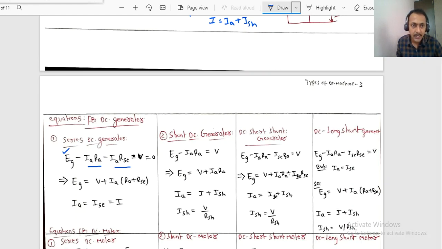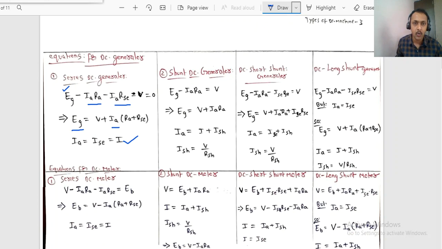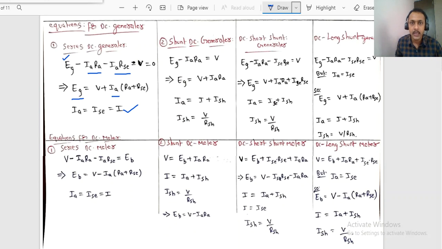Therefore, in a series generator, EG minus IA RA minus IA RSC minus V equals 0. Right? Then if we separate, EG equals V plus, let me take IA common, IA times (RA plus RSC). Clear? But in a series generator, the armature, series field winding and the load are all in series. Therefore, IA equals ISC equals I. Clear? Right.